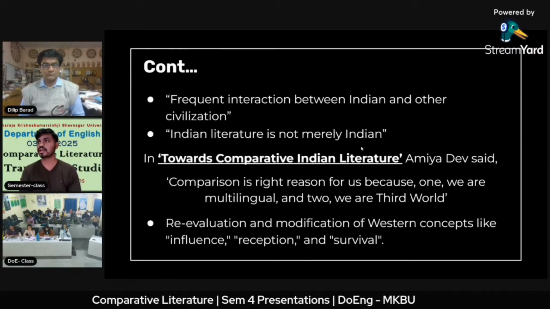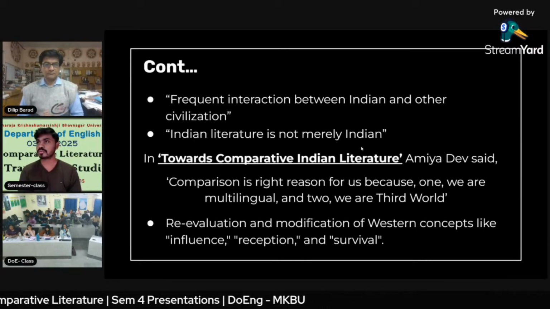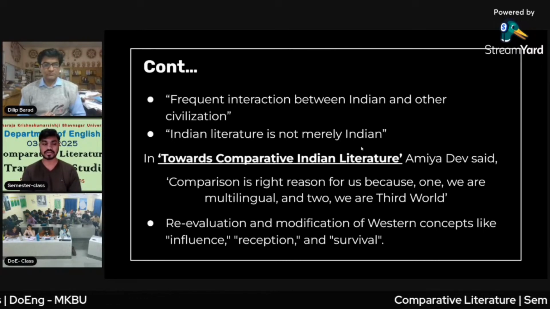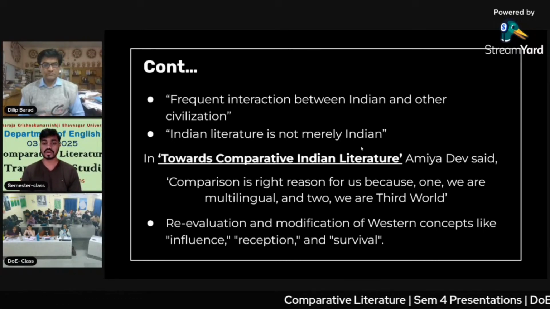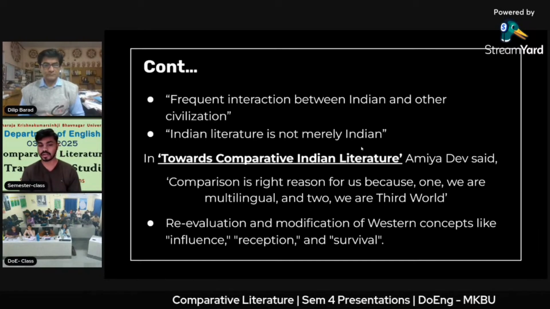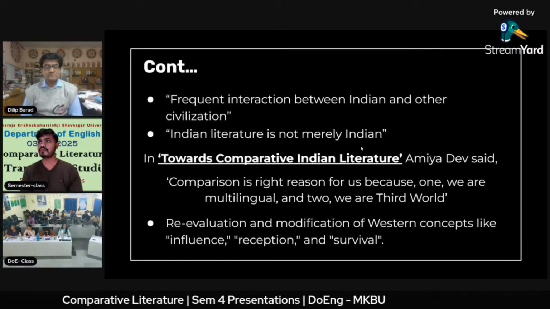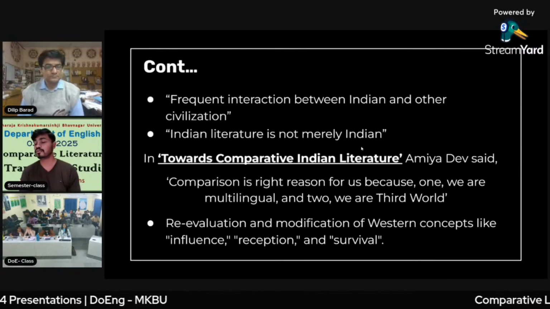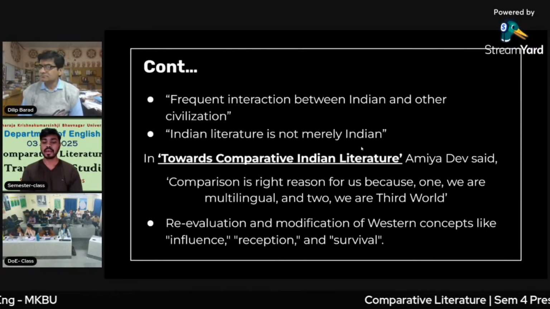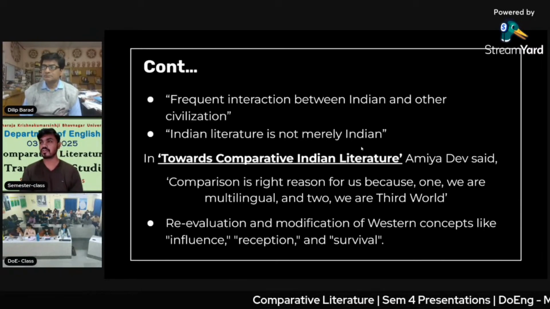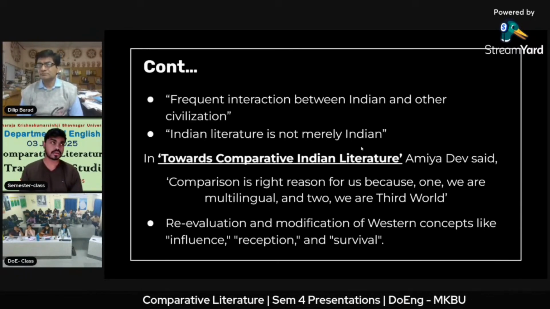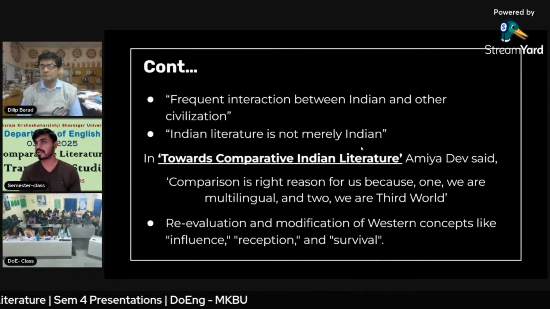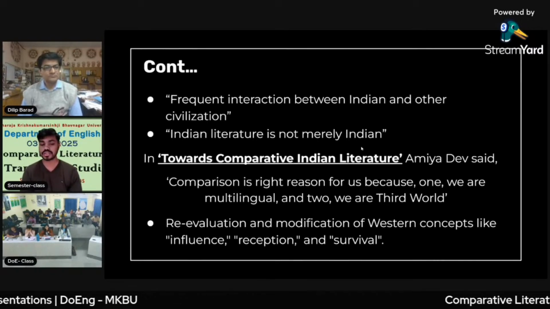And at the later part, at the end of the article, Sisir Kumar Das also mentions Amiya Dev, who says in his article "Towards a Comparative Indian Literature" that comparison is the right reason for us because, one, we are multilingual, and two, we are the third world. While keeping in mind our colonial history, while doing comparative studies we also have to look at where we are, where our location is, and we also have to keep in mind our socio-political implications.